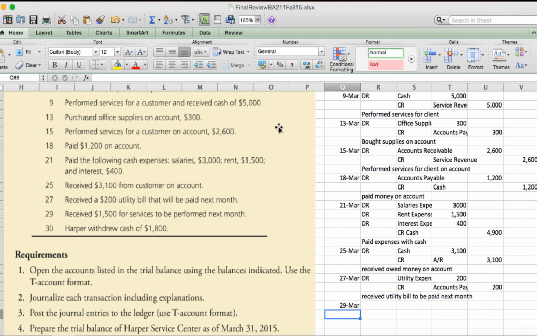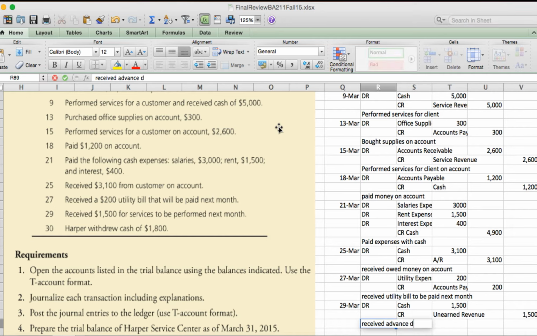29th of March. Received $1,500 for services to be performed next month. So what did I receive? I received cash for $1,500, and that is not earned money, so it's basically a liability until I actually do the service. So I have unearned revenue of $1,500. Description, received advance payments for $1,500.